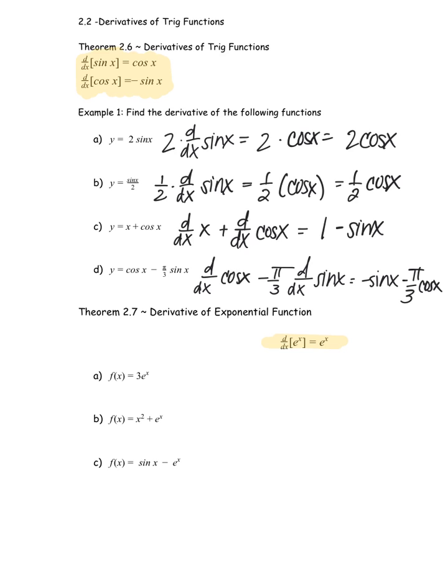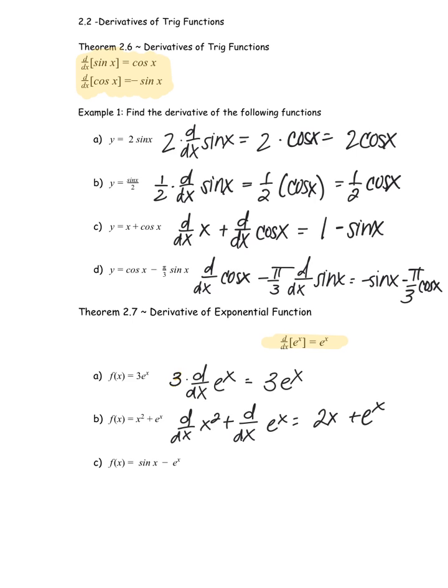Alright, so here we go. We can pull out our constant times the derivative of e to the x. The derivative of e to the x is e to the x, so I just get 3e to the x. B, I'm going to take the derivative of x squared plus the derivative of e to the x, and that gives me 2x plus e to the x.